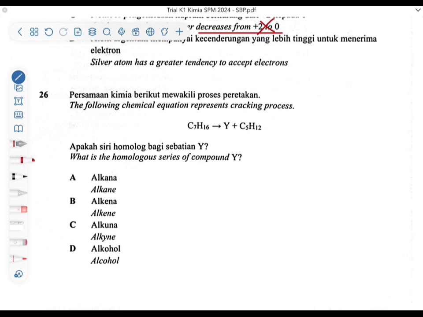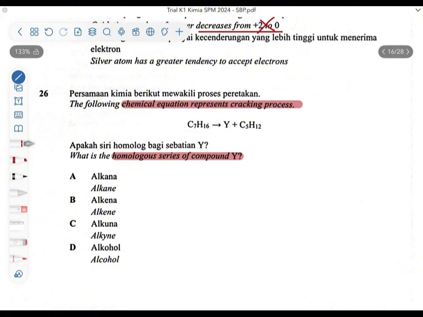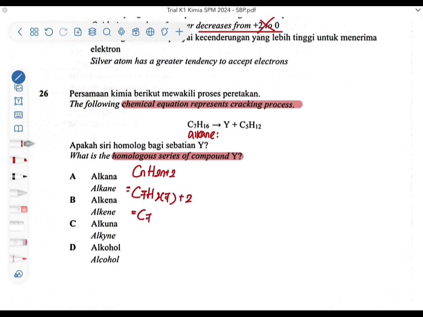So for the next question, this chemical equation represents a cracking process. What is the homologous series of the compound Y? So we have this alkane. The reason why I said this C7H16 is an alkane is because it fulfills the general formula for the alkane. So let's say we put C7 in, we put n as 7, and then we will get H16.